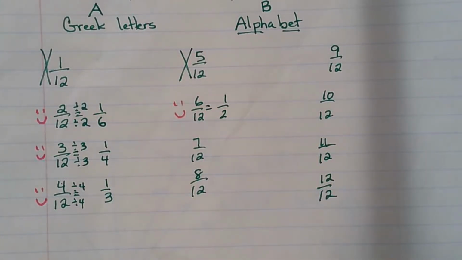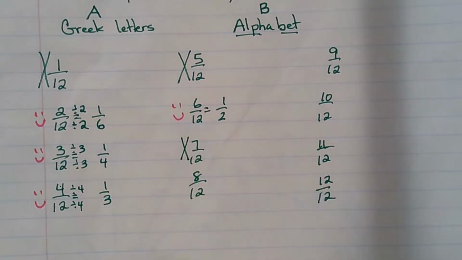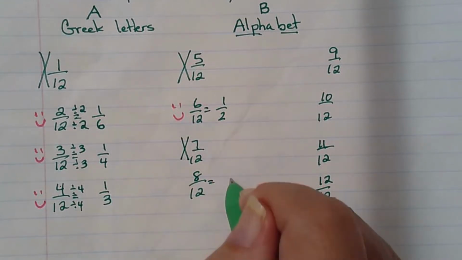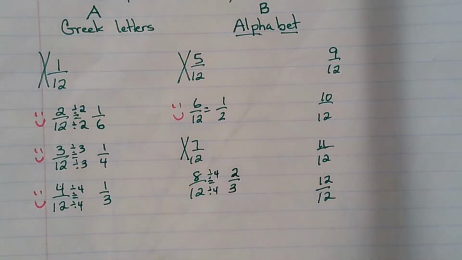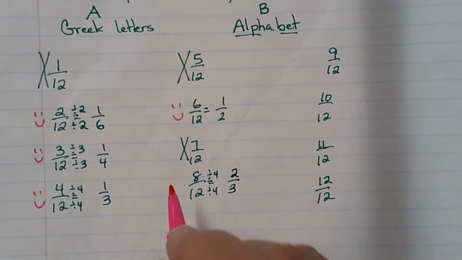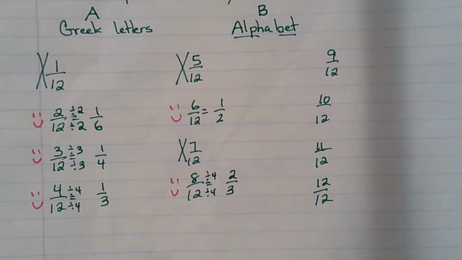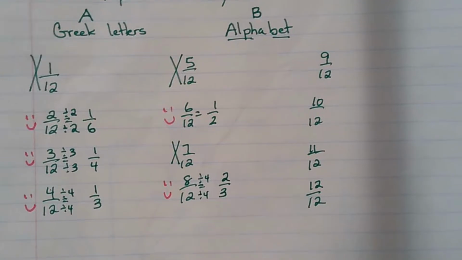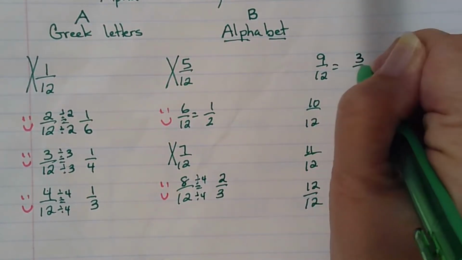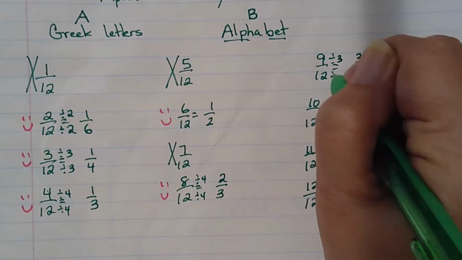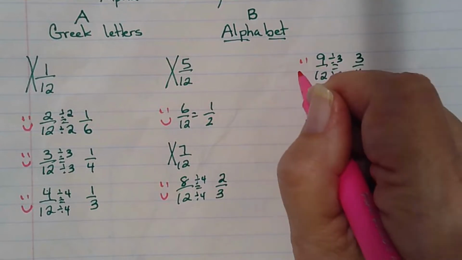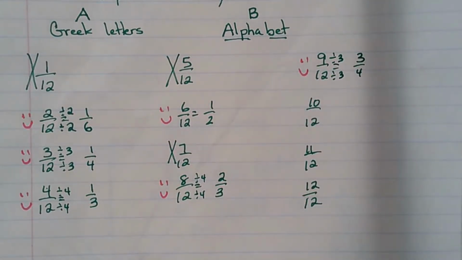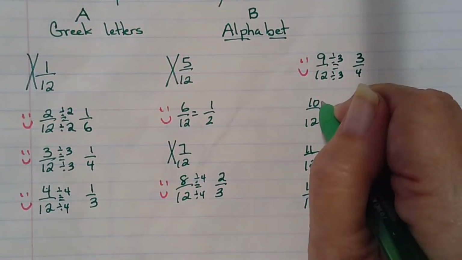7/12, does it simplify? Is it on the unit circle? No. 8/12 simplifies to be 2/3. 8 and 12 are both divisible by 4. Is 2 pi over 3 on your unit circle? Yes. All right, 9/12 simplifies to 3/4. 9 and 12 are both divisible by 3. Is 3 pi over 4 on the unit circle? Yes. 10 and 12, even numbers, always divisible by 2.